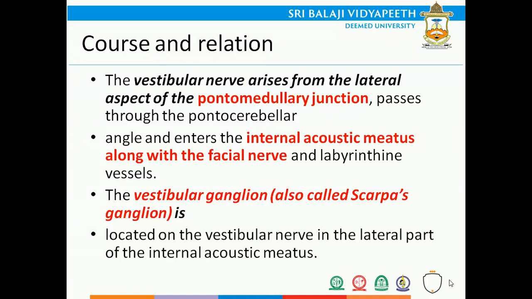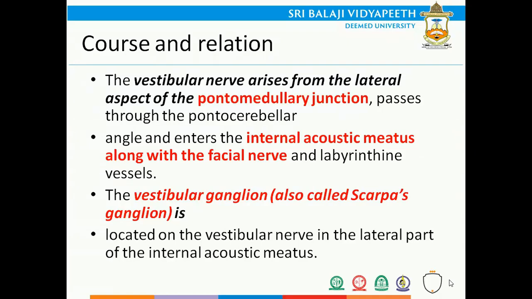So the internal acoustic meatus is the passage through which this nerve enters the cochlea and the labyrinth, along with the labyrinthine vessels. The vestibular ganglion is also called Scarpa's ganglion and is located on the vestibular nerve in the lateral part of the internal acoustic meatus. So the nerve, as I said, has two fibers, one concerned with equilibrium, and that part of the nerve is called the vestibular nerve. The second part, which is concerned with hearing, is called the cochlear nerve, which enters through the internal acoustic meatus, enters the internal ear, and ends in the cochlea.